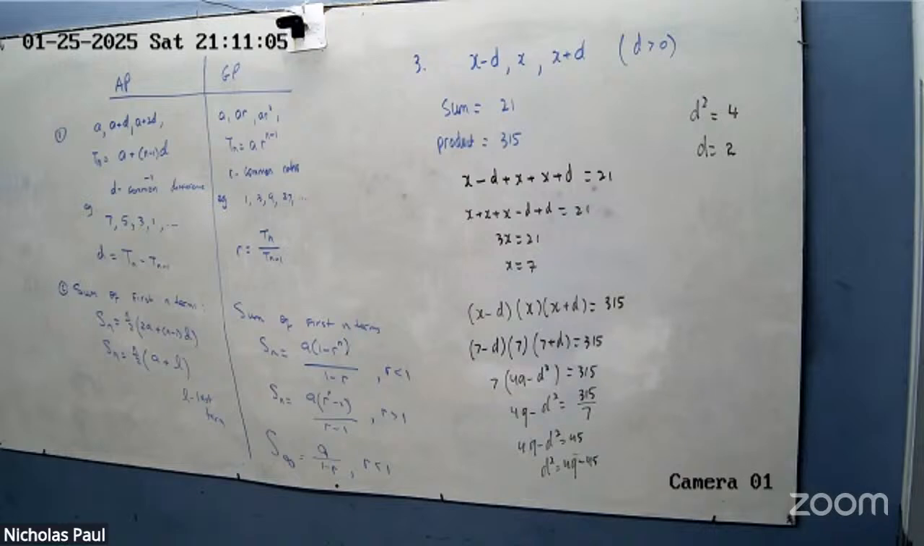I'm moving d squared across and I'm moving 45 across. I'm moving two of them.